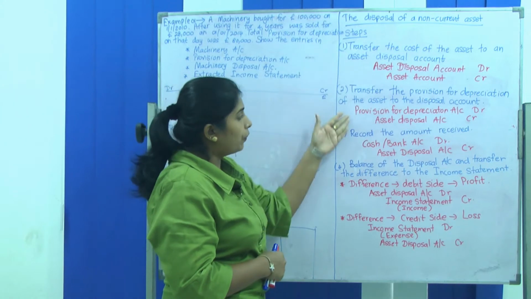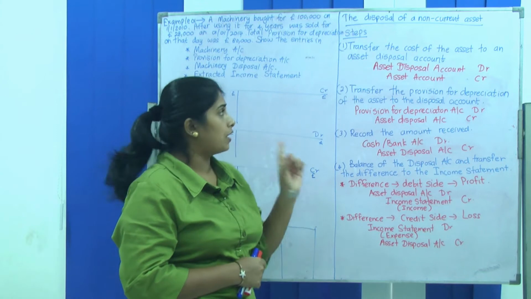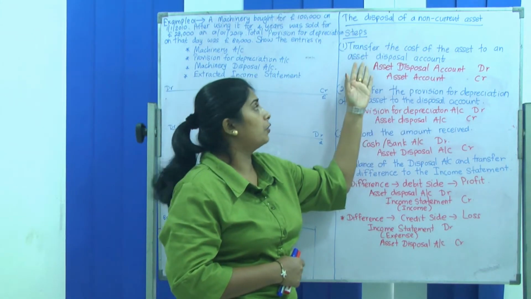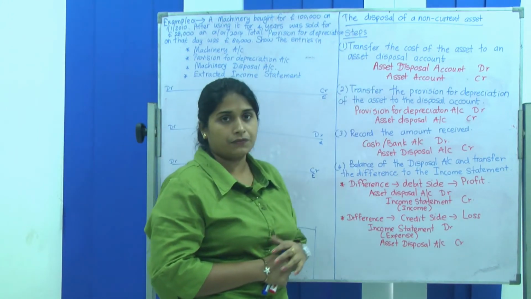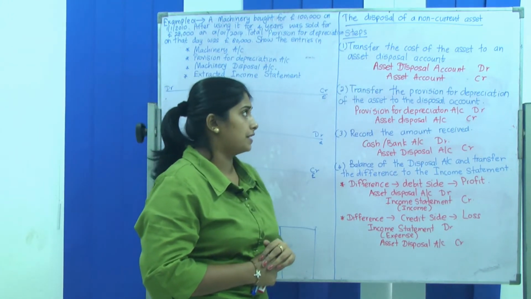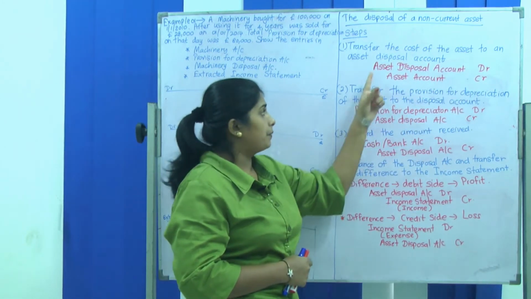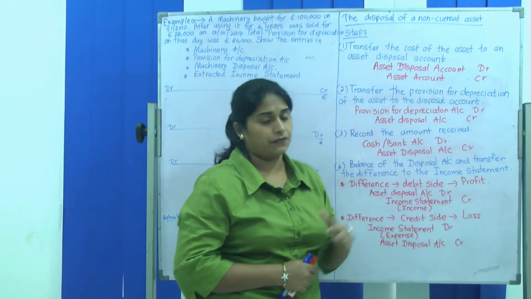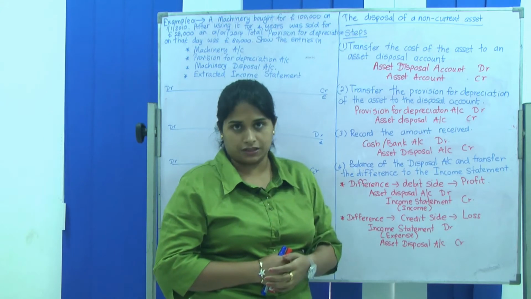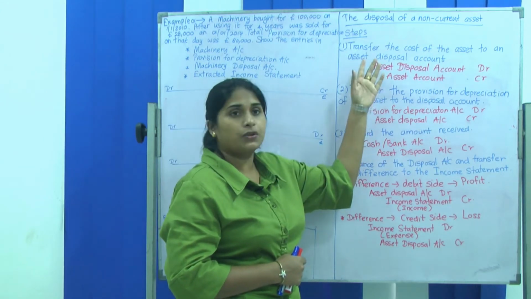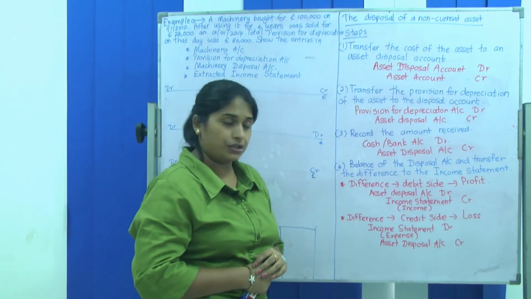So there are 4 steps that you have to follow. First you have to transfer the cost of the asset which is in your business books to the disposal account. So the double entry to transfer the cost of the asset is that the particular asset disposal account will be debited and the particular asset account will be credited. For example, assume you are going to sell your furniture which you have been using for several years. So it will be debited to the furniture disposal account and credited to the furniture account.